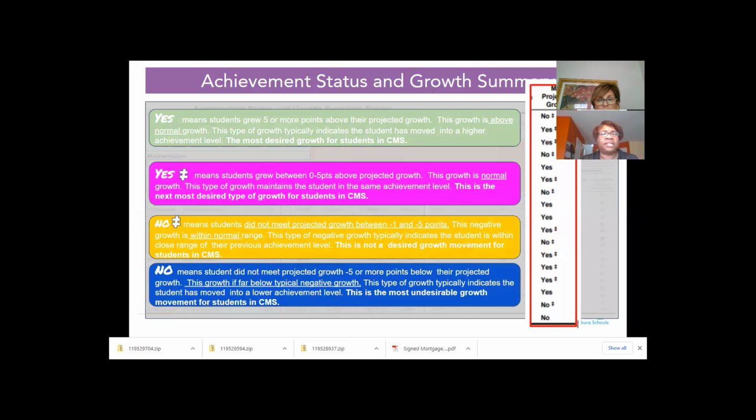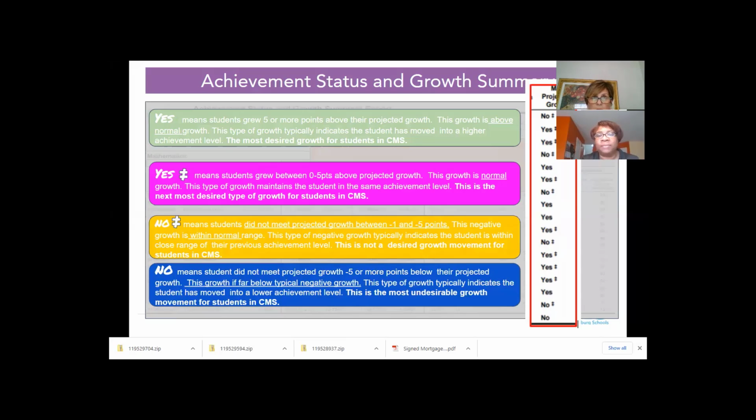The next thing I want to see is yes with a symbol. It means that they met their growth and they're maintaining their level. The no with a symbol, I don't really want to see it, but at least I know if it's a no with a symbol, they didn't meet their growth, but they didn't fall in achievement level. They're still in the range.